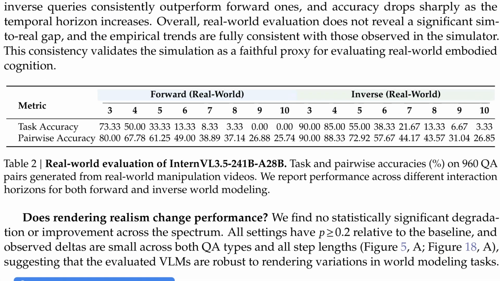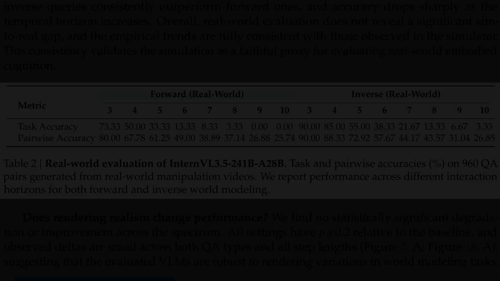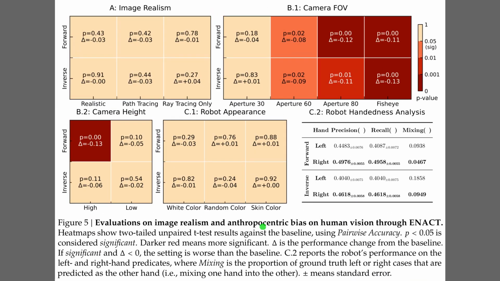So, while Table 1 focused on simulation, Table 2 reports how Intern VL 3.5 performs on real robot videos. The table shows that forward world modeling accuracy drops from about 73% at length 3 to essentially 0 by length 9 or 10. Inverse world modeling stays higher, starting near 90% at length 3, but still falls to roughly 3% by length 10. These parallel declines suggest that the same long horizon weaknesses persist in the real world, so the simulator measurements transfer faithfully.